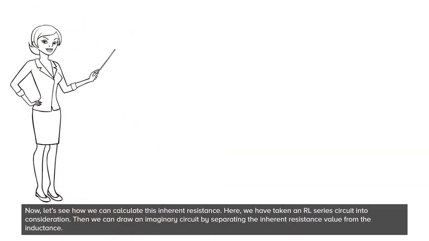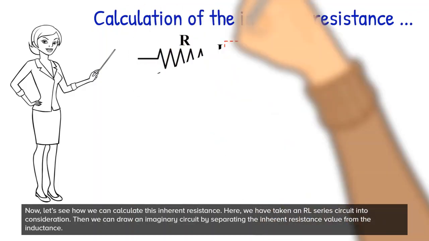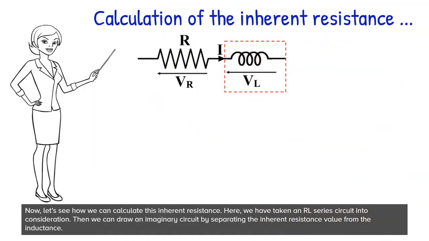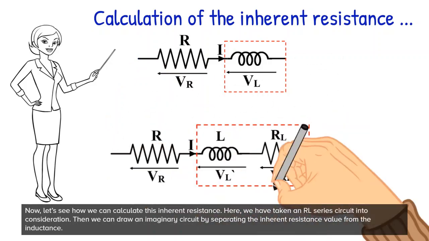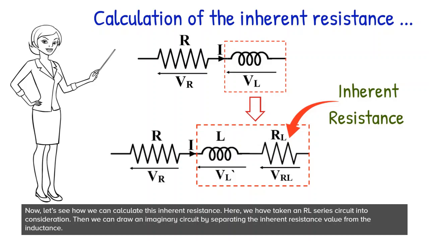Now, let's see how we can calculate this inherent resistance. Here, we have taken an RL series circuit into consideration. Then we can draw an imaginary circuit by separating the inherent resistance value from the inductance.